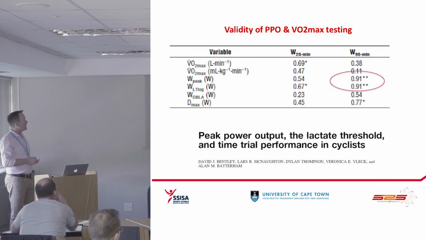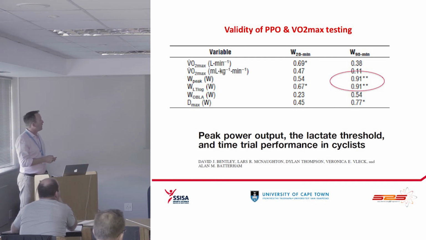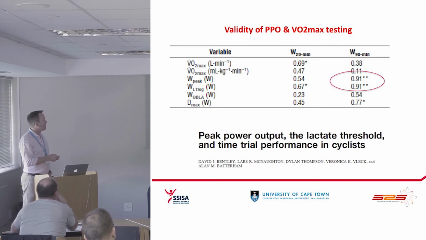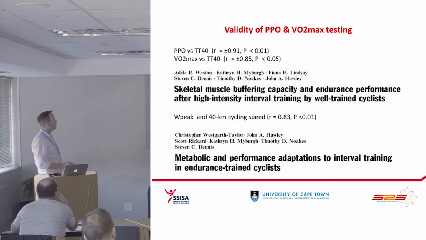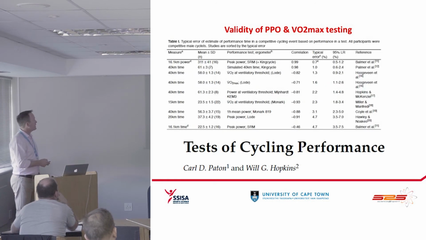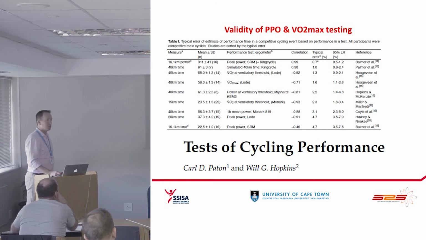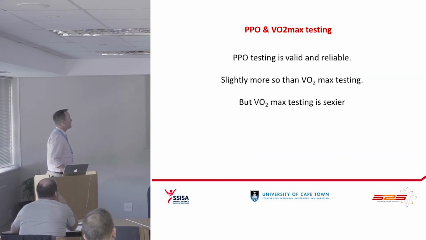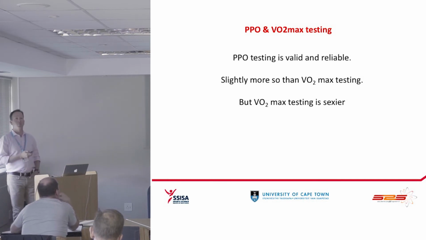So there have been a lot of other studies which did similar. This is an older study from Bentley that did a 90-minute all-out effort and compared it to peak power output. I think they used the Hawley-Noakes protocol and a whole bunch more. I'm not going to highlight them all, but there have been lots of studies. And in fact, here's a table from Patton and Hopkins where they also look at the correlation between various different performances, 16K, 40K, 20K, etc., and peak power output, and they all have very high correlations. So peak power output is a valid and very reliable way to predict performance.